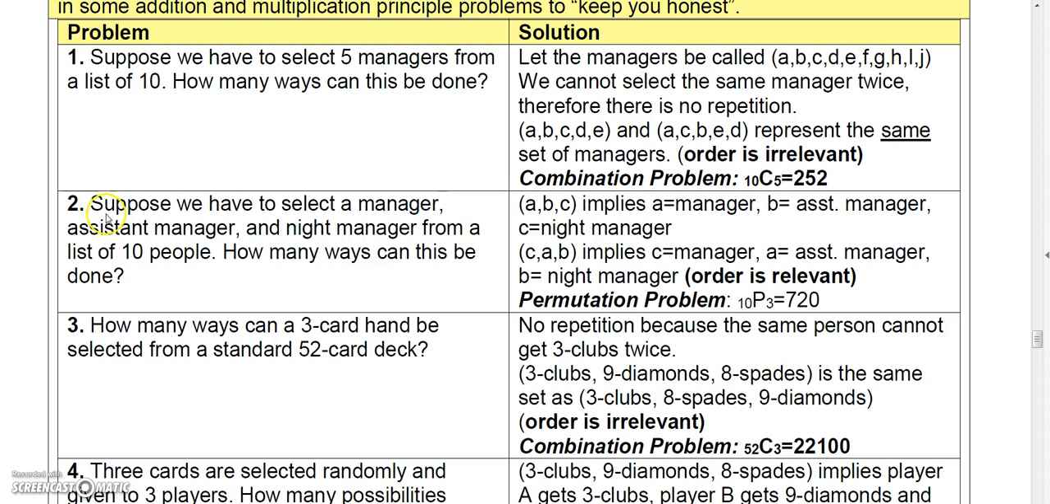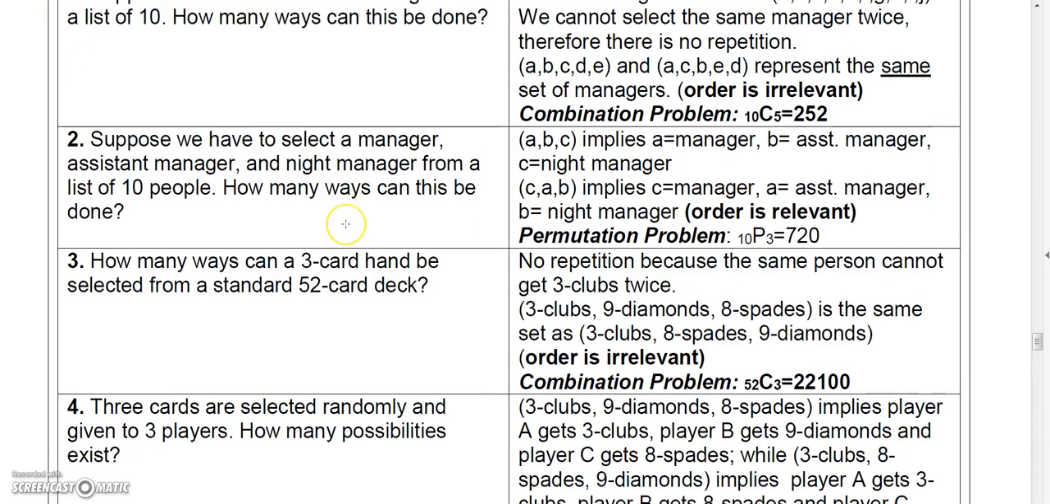Now, in the second example, I'm going to select a manager, assistant manager, and night manager. So in this case, I'm assigning them to different positions from 10 people. How many ways can this be done? Well, A, B, C would imply A is the manager, B is the assistant manager, C is the night manager, whereas C, A, B would imply a different assignment. So in this case, order is relevant. So I would do this with 10P3. Since there's 3 positions I'm assigning, it would be 3.